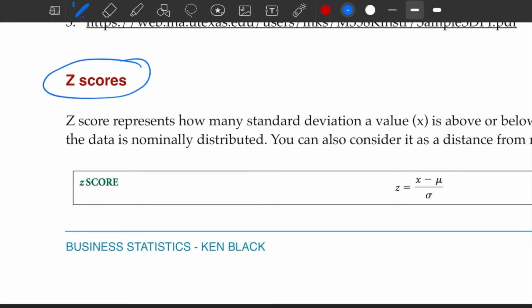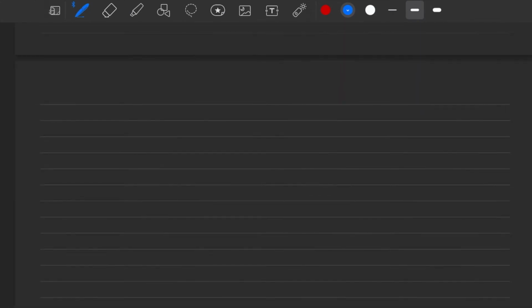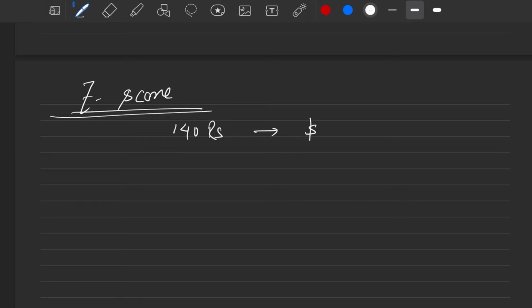Now people, a very important concept: z-score. It is the basis of a few coming chapters, so please try to understand this. Okay, so z-score. What is z-score? Let me say that if you have 140 rupees and you want to convert it into dollars, what do you do? You divide it by 70, 140 divided by 70, and you will say it's $2. So if you want to convert something to something, you generally divide or multiply it by that, right?